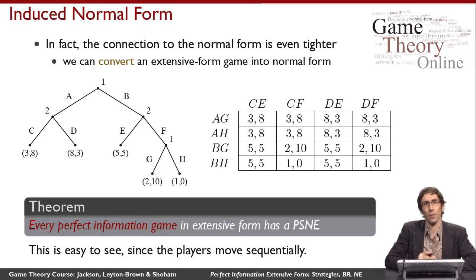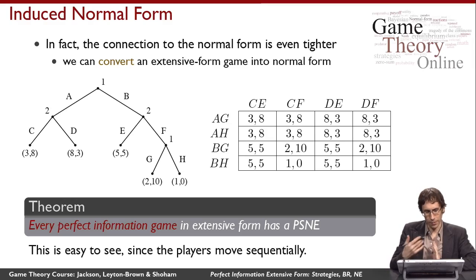Indeed, there's a theorem that says that every perfect information extensive form game always has at least one pure strategy Nash equilibrium. That's not something that's true in general of normal form games. Matching pennies, which we just talked about, doesn't have a pure strategy equilibrium. It's easy to see why this theorem is true.